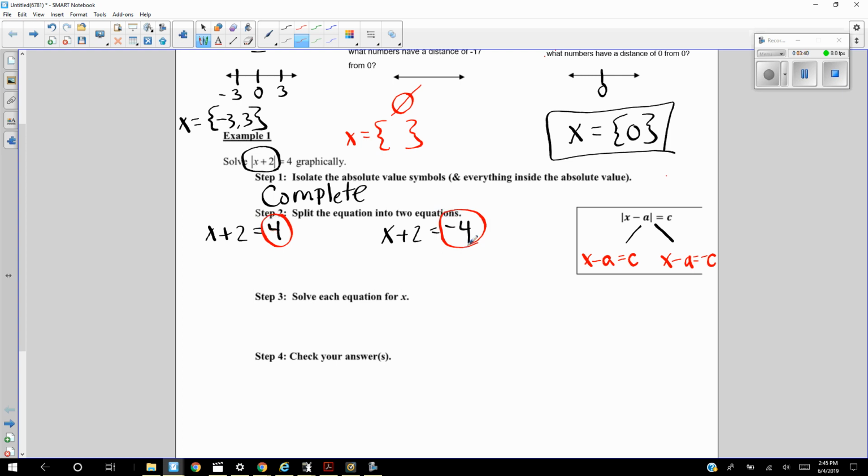And now you're going to solve those 2 equations by subtracting 2 from both sides. You do not have to circle the 4 and the negative 4. So 2 is the solution, negative 6 is a solution. So that is step 3.